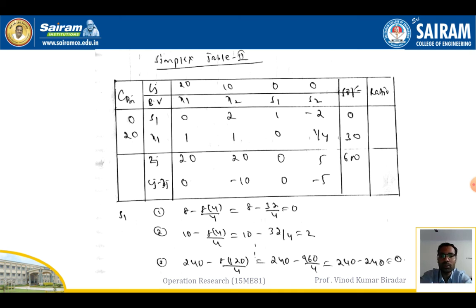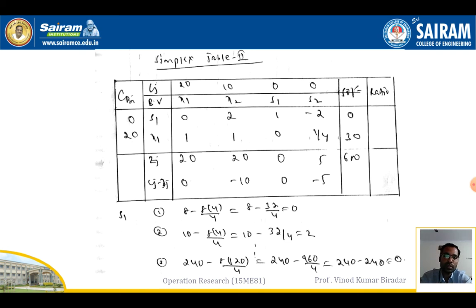Once you calculate these two values, calculate the zj value. So zj is also the same: 0 into 0 plus 20 into 1, you will get 20. Like that, you will get zj as 20, 20, 0, 5 and 600. Once you calculate the zj values, go for checking the cj minus zj values. Here you will get 20 minus 20 is equal to 0, 10 minus 20 is minus 10, and so on, so that is 0, minus 10, 0, minus 5. So this is about the cj minus zj values.